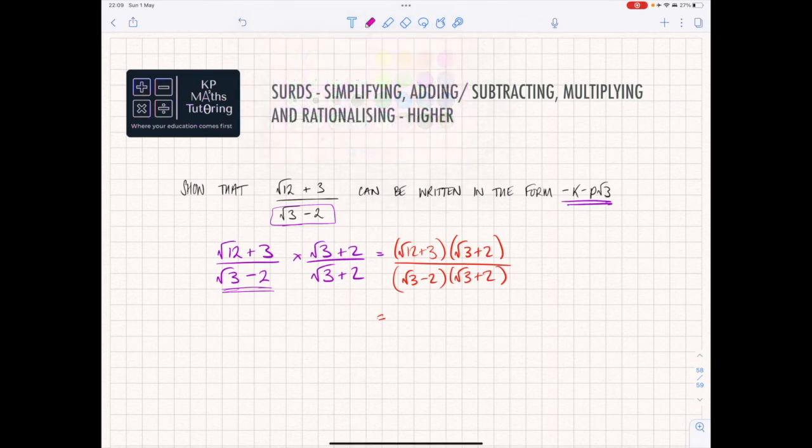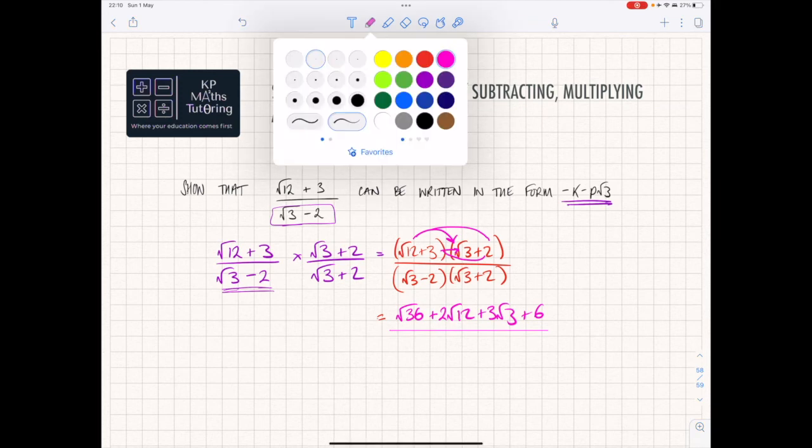So from here, you're doing root 12 times root 3, which is root 36, because 12 times 3 is 36. Root 12 times 2, which is plus 2 root 12. Root 3 times 3, which is 3 root 3. And then 3 times 2, which is just 6. So that's the top part of my fraction dealt with.